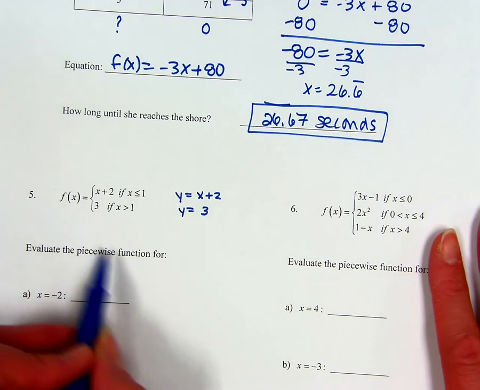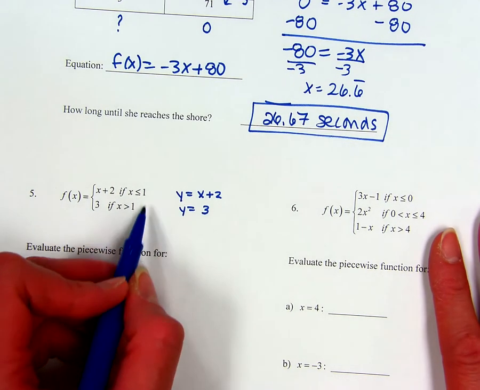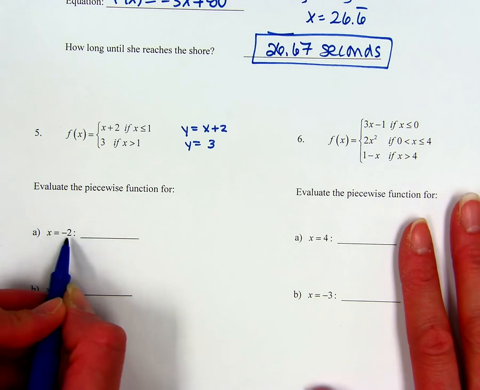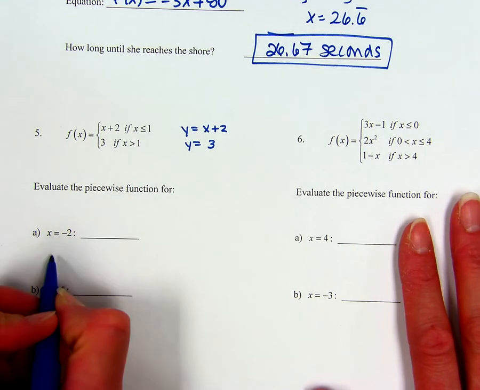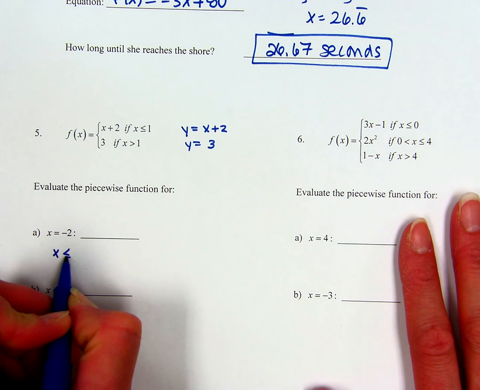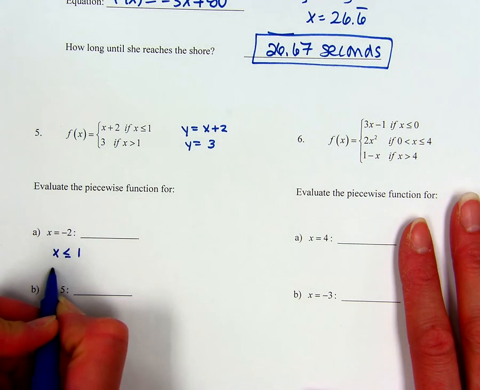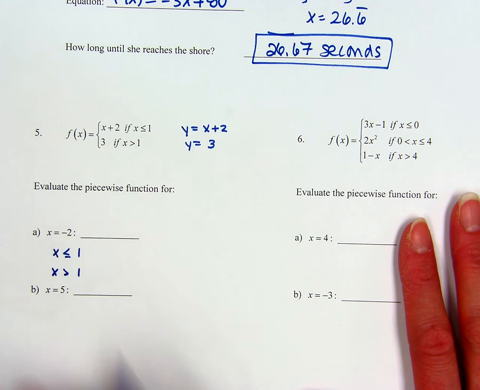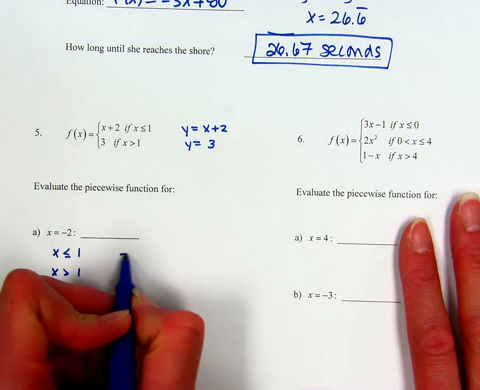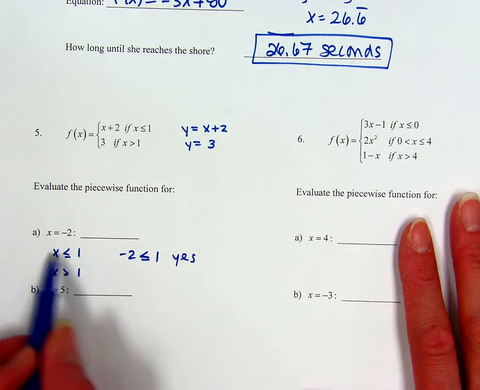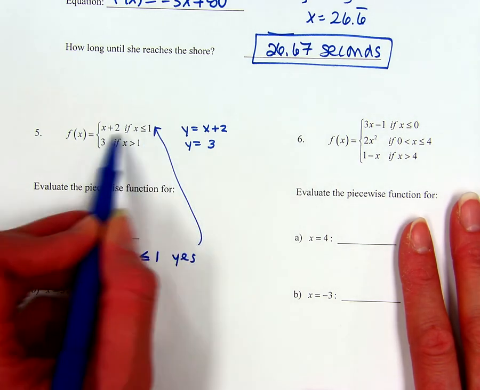So when you see evaluate the piecewise function, this is 2 separate problems. So let's look at which equation we are using. When x is negative 2, is negative 2 less than or equal to 1? Or is that x value greater than 1? All right, so is negative 2 less than or equal to 1? Yeah. So that's the one we're going to use. So this means use this one.